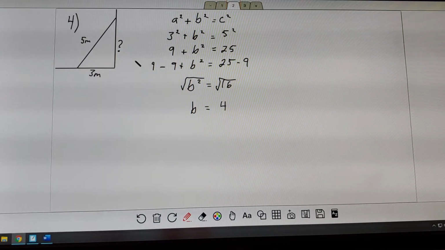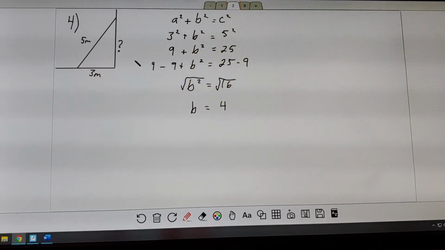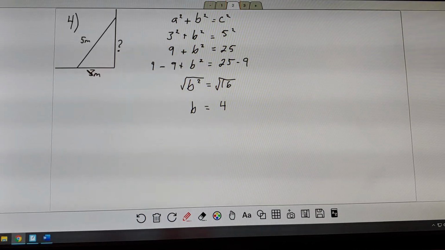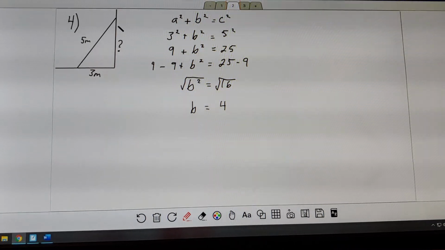Okay, number 4. Hopefully you noticed that the diagram for number 4 was just off to the left in the textbook, and they actually show you a building with a house and a nice brick house here, some lovely grass here, and then there's the ladder. Okay, so it said it's 3 meters away from the house, sitting on the ground. They told you it's a 5-meter ladder, and they want to know how high up the wall it reaches.